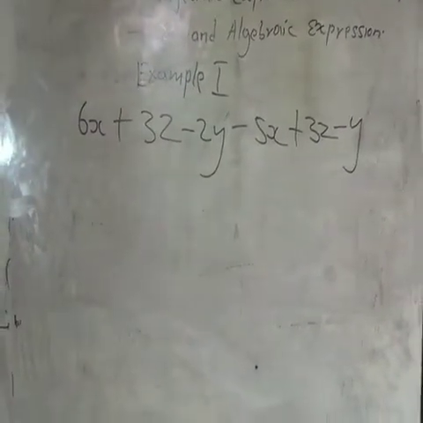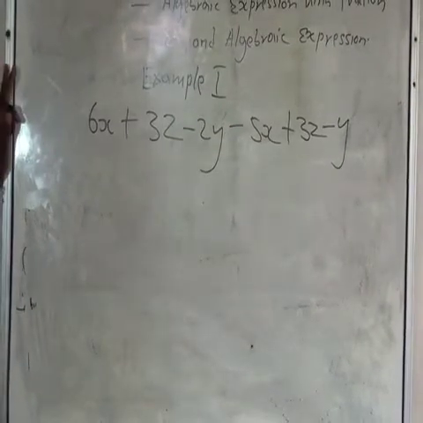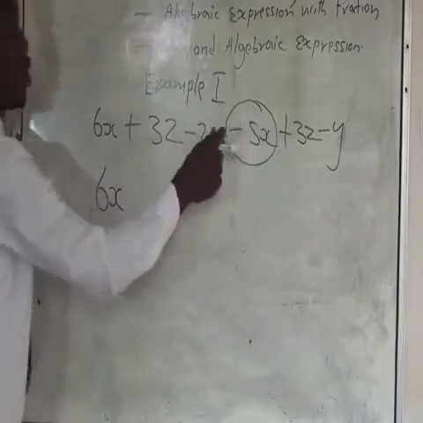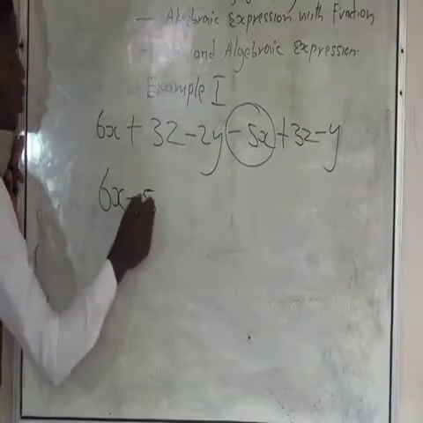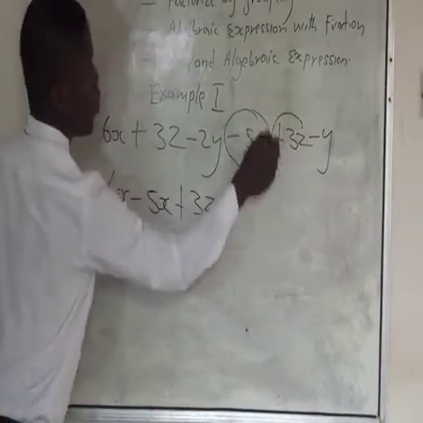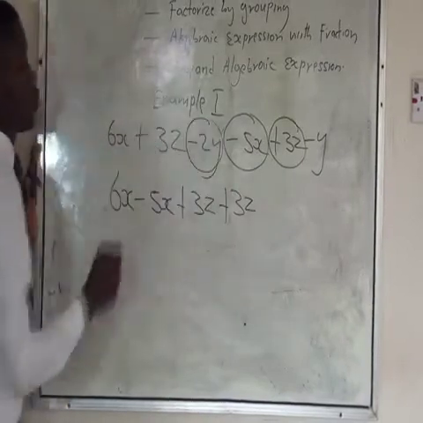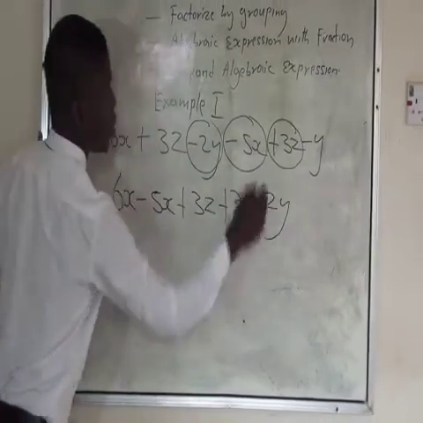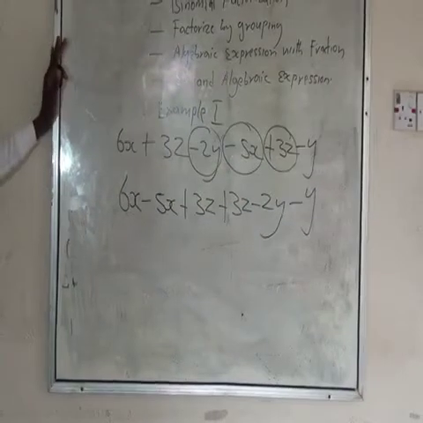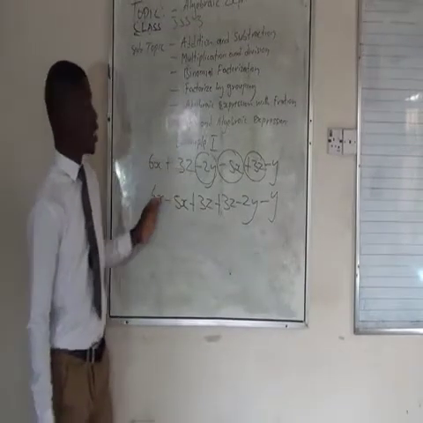The first thing is to rearrange it, or we collect the like terms. Let's rearrange. First, 6x, this minus here belongs to this 5x, so we have 6x minus 5x. This plus here belongs to this 3z, plus 3z. This minus belongs to 2y, minus 2y minus y. Then let's add and subtract.